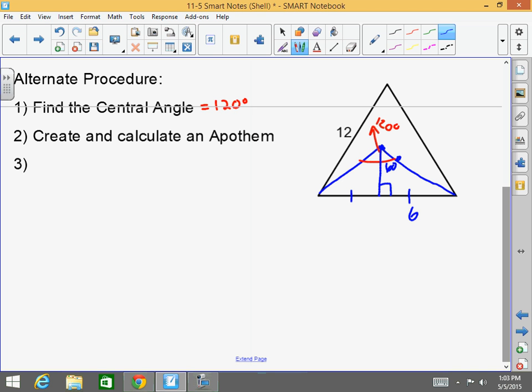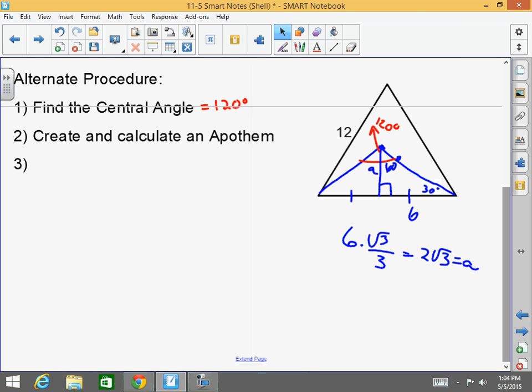Okay, now here comes the old knowledge. I've got to find the apothem. This little guy right here, A. If 6 is the side across the 60, what is the small side across the 30? Whenever the side across the 60 is a whole number, like here, you're going to multiply it by square root of 3 over 3. It's the same thing as dividing by square root of 3 and then rationalizing, but I taught you to do that as a trick. So that's going to equal 2 square root of 3. That's my apothem. Okay? You with me here?